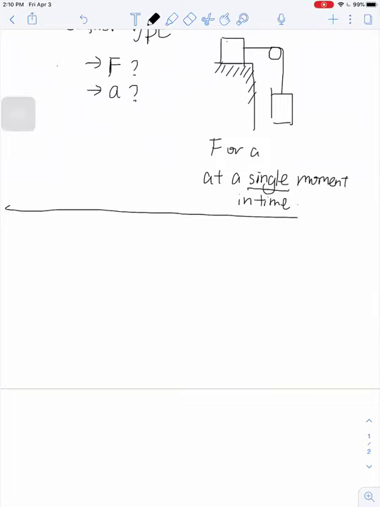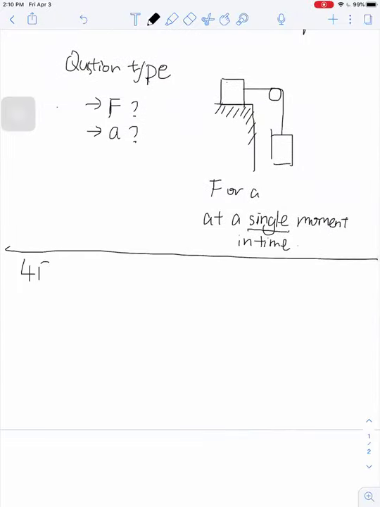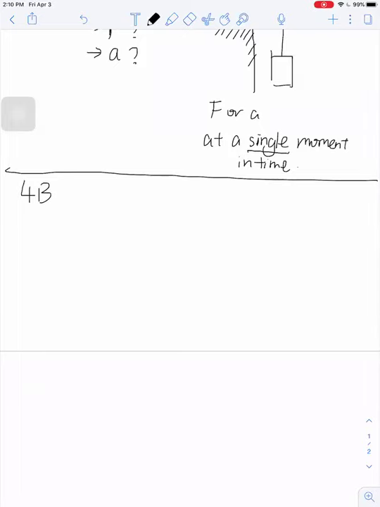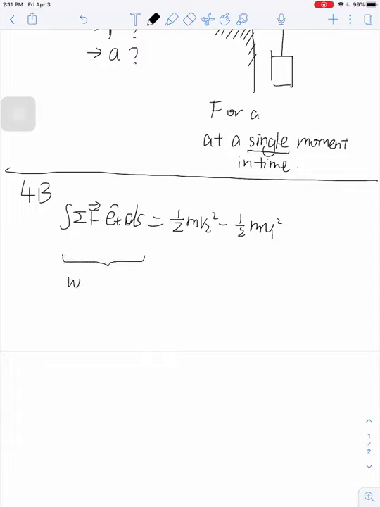That's pretty simple. And 4B, in 4B, we start with the equation of the integral of the sum of the forces in the et direction, ds, equals 1/2 mv2 squared minus 1/2 mv1 squared. When you look at the equations, we made some changes to this equation to find the work energy equation, right? On the left side, this is the work done by some forces. On the right-hand side of the equation, this is the change of kinetic energy.